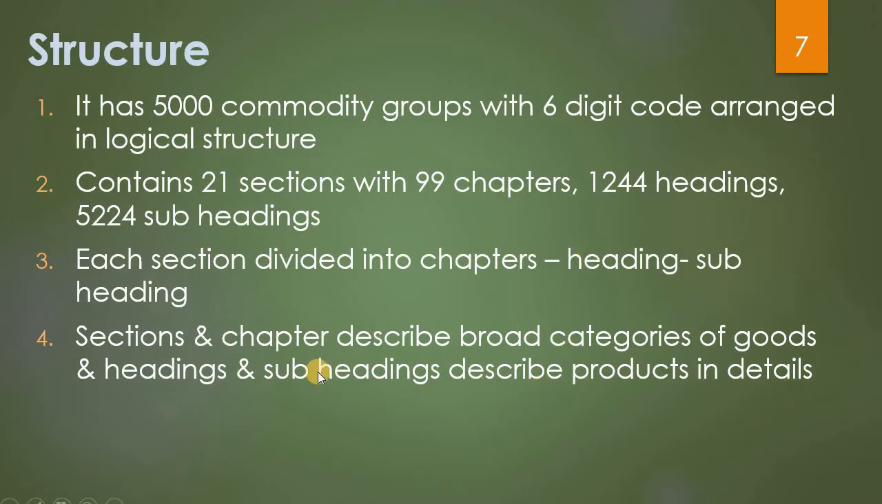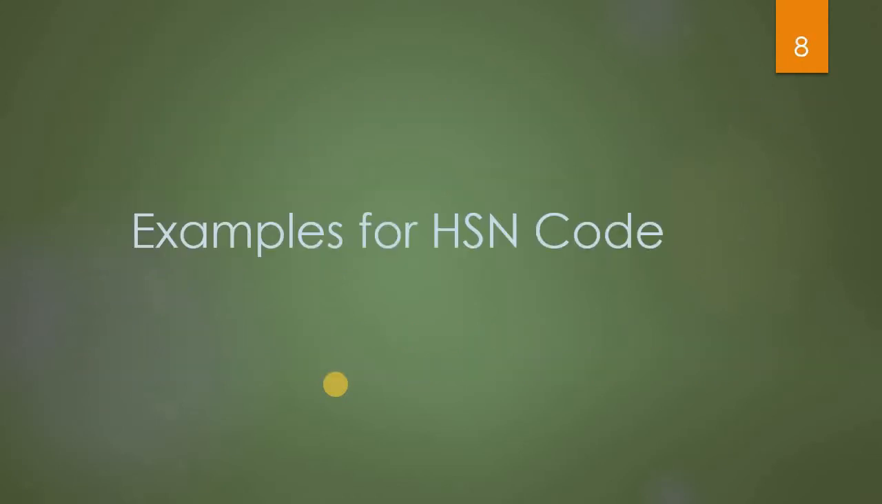For example, if you take vehicles as a broad category, under vehicles you can divide the chapters as motor cars and other vehicles. Then you can also subdivide it into headings based on the cubic capacity, that is the cc of the engine. Then again, based on the cc of the engine, we can have motor cars and other vehicles. So this is how the classification is done using HSN code.